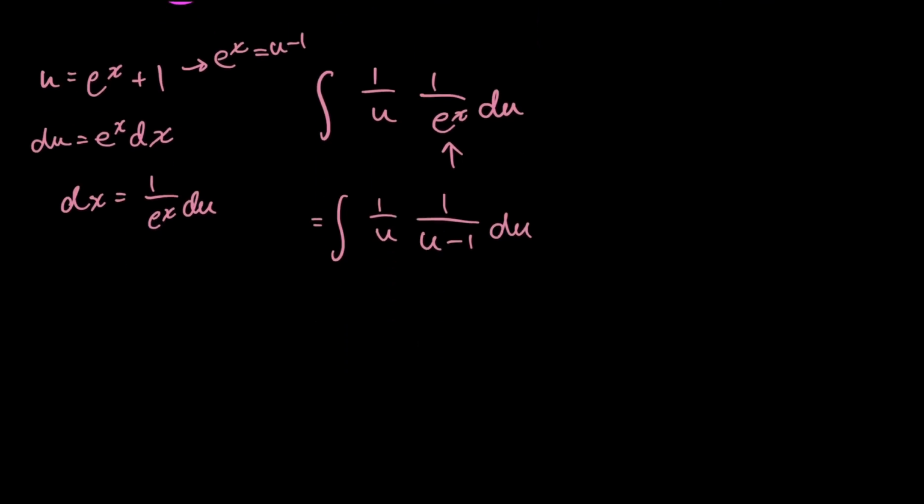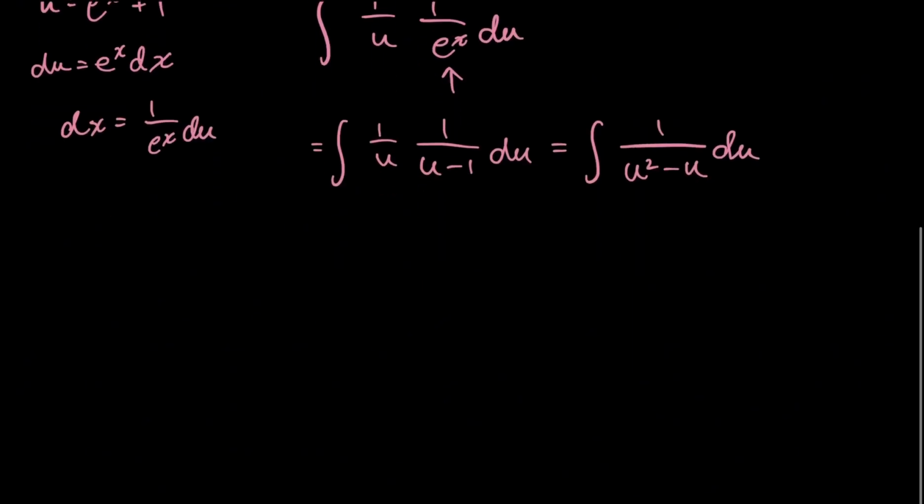Now that problem is solved. Integrating this part is also not that easy. You could do partial fraction decomposition, but what I think is easier is doing another substitution, but it's not the most obvious. So if I simplify this by distributing the terms in the denominator, I have 1 over u squared minus u du. And now I can factor out the u squared in the denominator, so I have 1 over u squared times 1 minus 1 over u du.